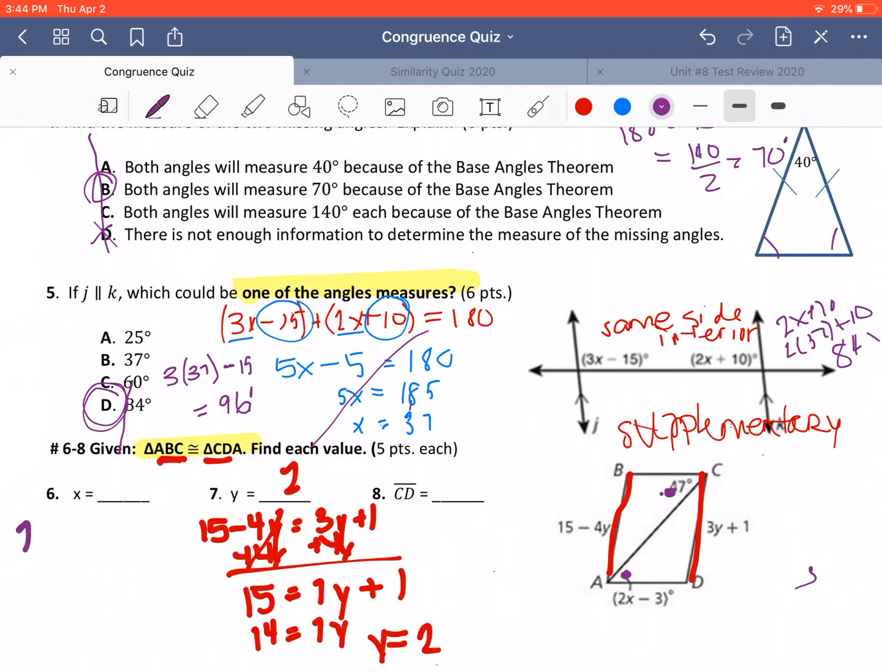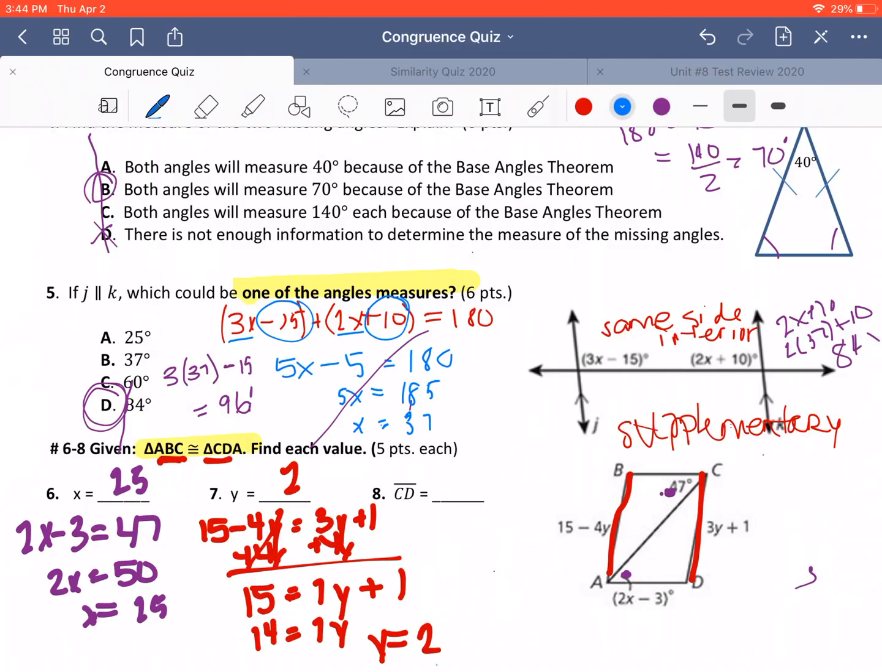So 2x minus 3 equals 47. A lot of people just put 47 for number 6. That's not true because it doesn't say what's the measure of the angle. It says what's x. So add 3 to both sides. So 2x equals 50. Divide by 2, x equals 25. So that is number 6.